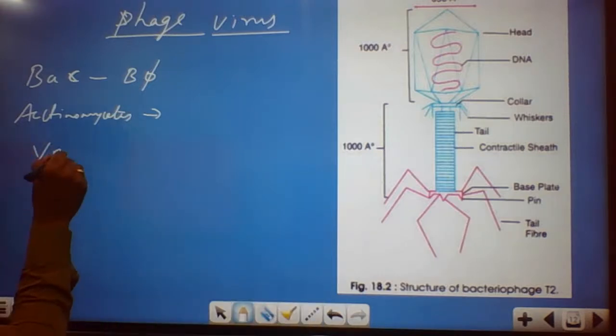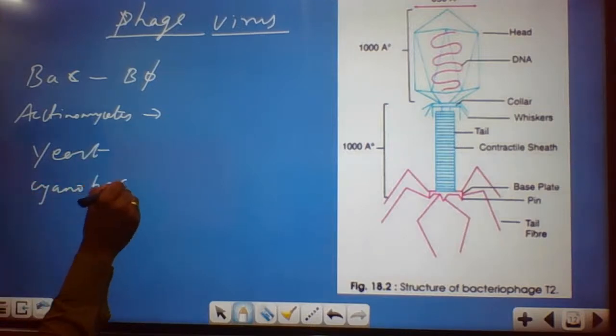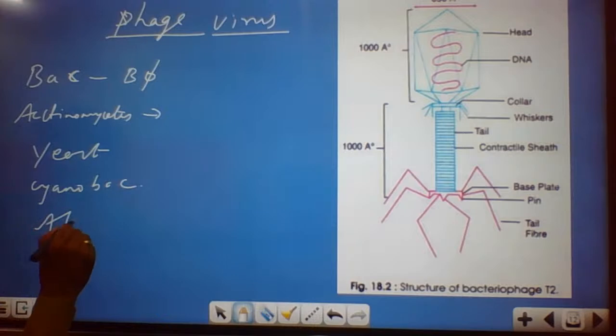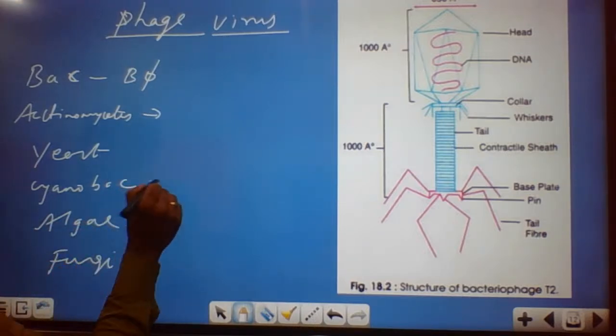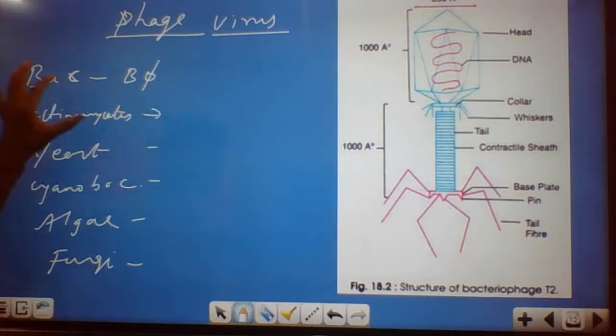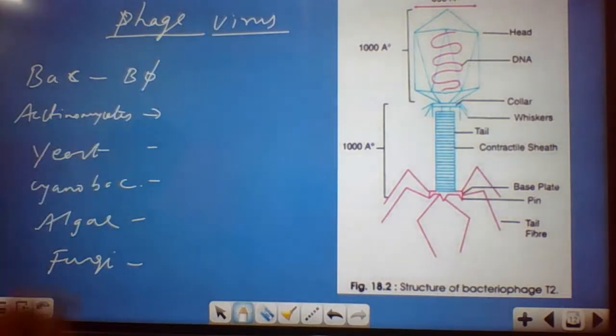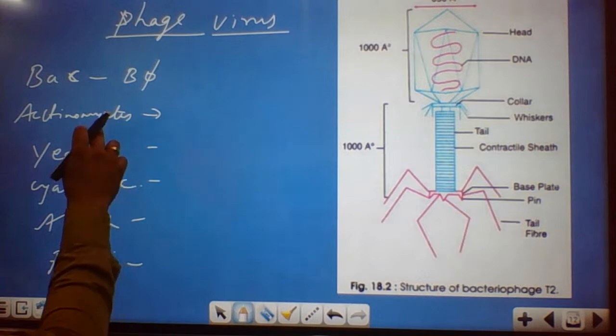If it affects a yeast cell, then cyanobacteria, then we have algae, then fungi, like mold especially. So it doesn't mean like the virus which affects only the bacteria, that we usually call bacteriophage. The virus also has the ability to infect or affect the actinomycetes.